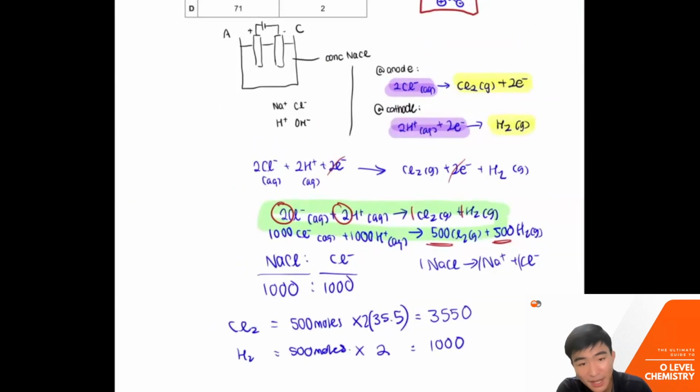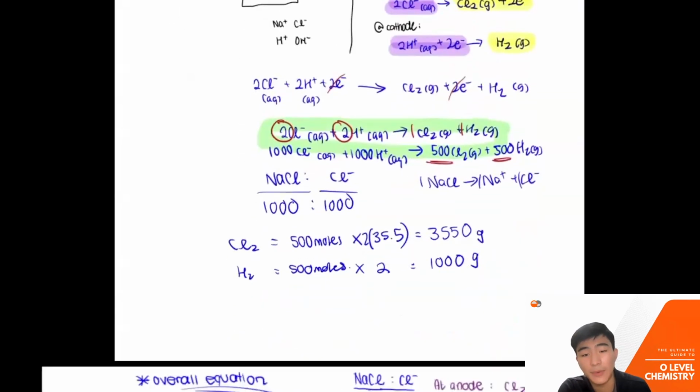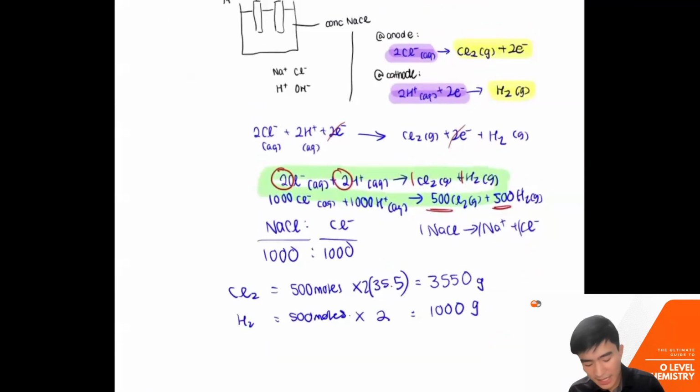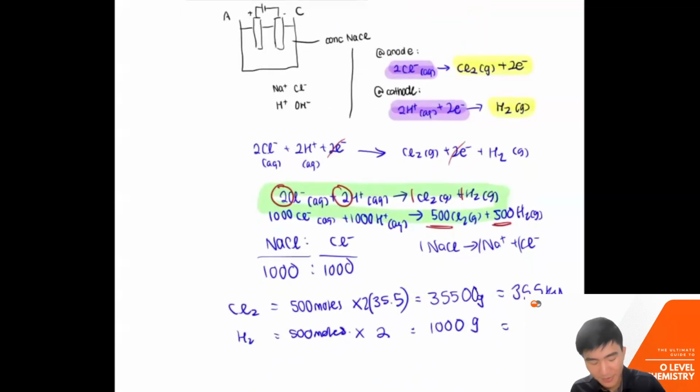Now remember, whenever you are working with moles and MR, they will always give you in grams. So the question say it wants it in kg. How do I convert? I divide by 1000. So if I divide this by 1000, it will give me 35.5 kg, and this one will give me 1 kg. Okay? Sorry, there's one more zero over here. Forgot. Am I right? I think I'm right.